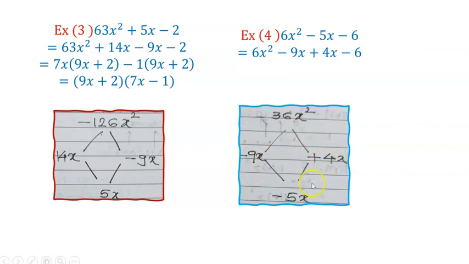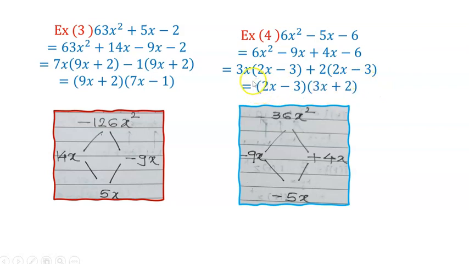If we add them, you will get minus 5x, and if we take their product, you will get minus 36x square. Therefore we write here, instead of minus 5x, minus 9x plus 4x. Take 3x as a common factor from these two terms; then in the bracket you will get 2x minus 3. From the next two terms, take 2 as a common factor; then in the bracket you will get 2x minus 3. Take 2x minus 3 as a common factor, and the remaining terms, that is 3x plus 2, in the next bracket. And these are the factors of 6x square minus 5x minus 6.